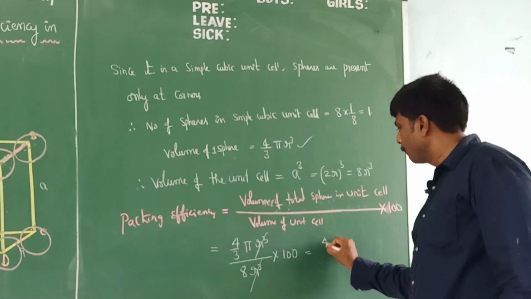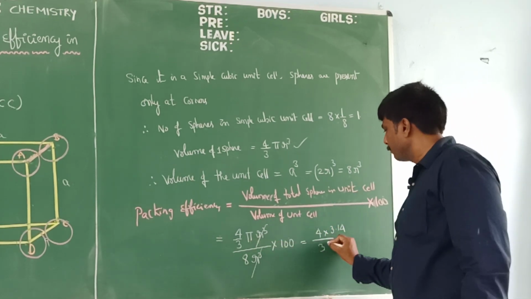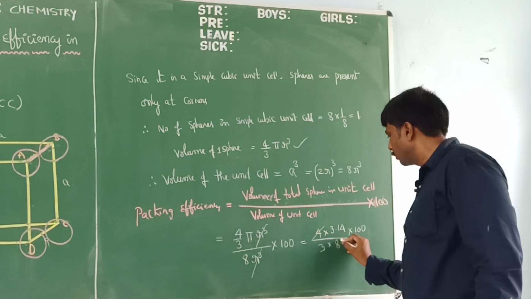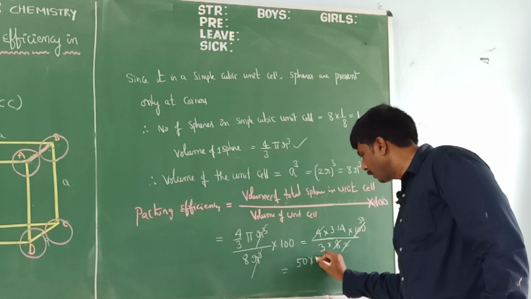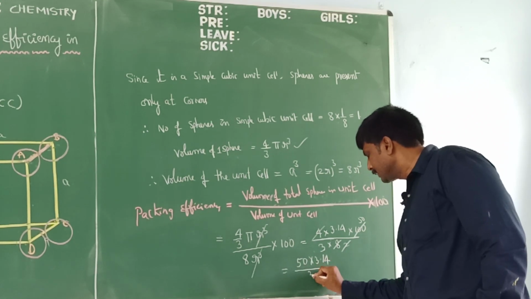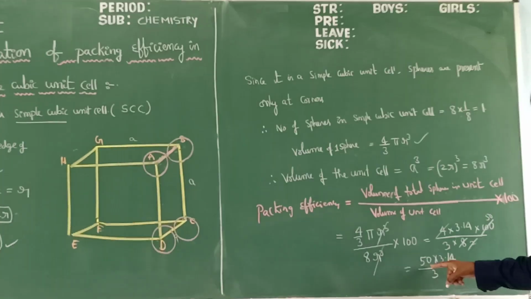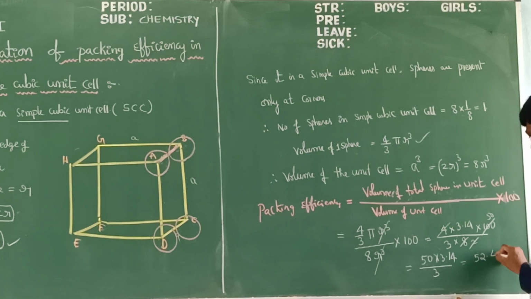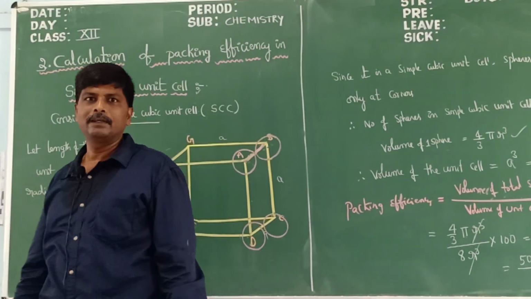So what is the remaining thing? 4 by 3, pi is 3.14, by 8 into 100. Here 4 also cancels, 4 into 2 is 8, and 100 by 2 is 50. So 50 into 3.14 by 3, that is nearly 150 by 3. You will get nearly 52.4%. So this is the packing efficiency in the simple cubic unit cell. Okay.